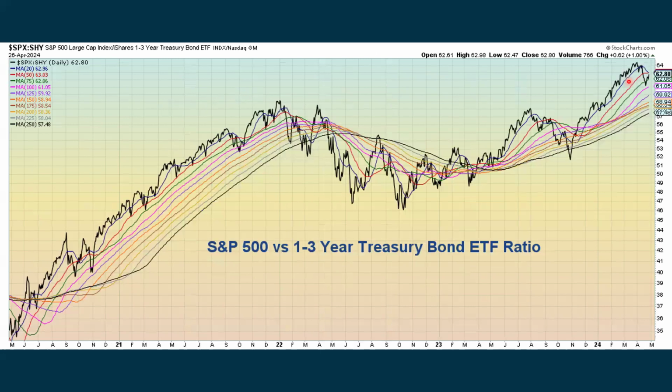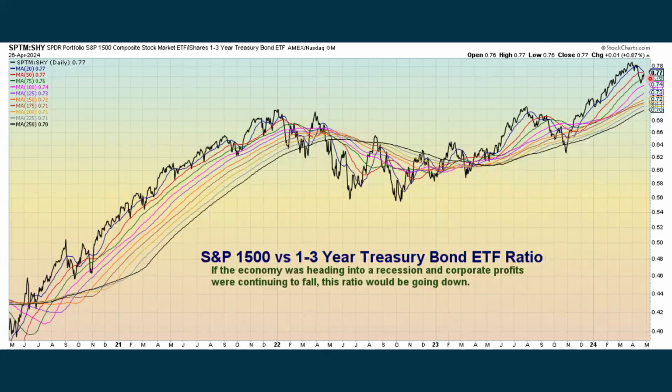We look at the S&P 500 and we compare it with short-term bonds, 1 to 3 years. Now, these are bonds based on price. And this is showing that for the most part, stocks have been outperforming, or the S&P has been outperforming shorter term bonds. It was pulling back as stocks were going down, but now we're seeing some improvement. And then we look at the S&P 1500, which is a broad market measure, and compare it with short-term bonds, 1 to 3 years based on price.